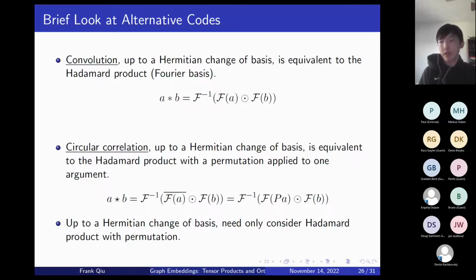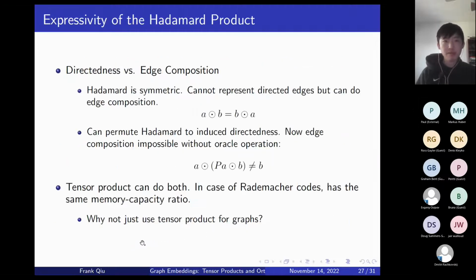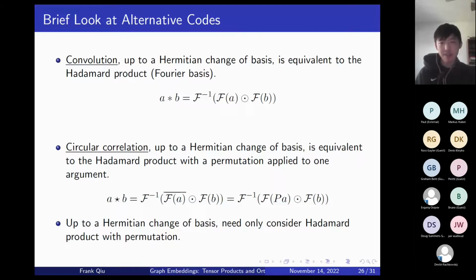And you can extend this analysis to other alternative binding operations. So for example, convolution, we know in the Fourier basis is just the Hadamard product. Circular correlation in the Fourier basis is essentially a permute and then Hadamard product. So up to a Hermitian change of basis, these are all equivalent to the Hadamard product with possibly a permutation. So you can assume all of these other popular binding operations under the Hadamard product.